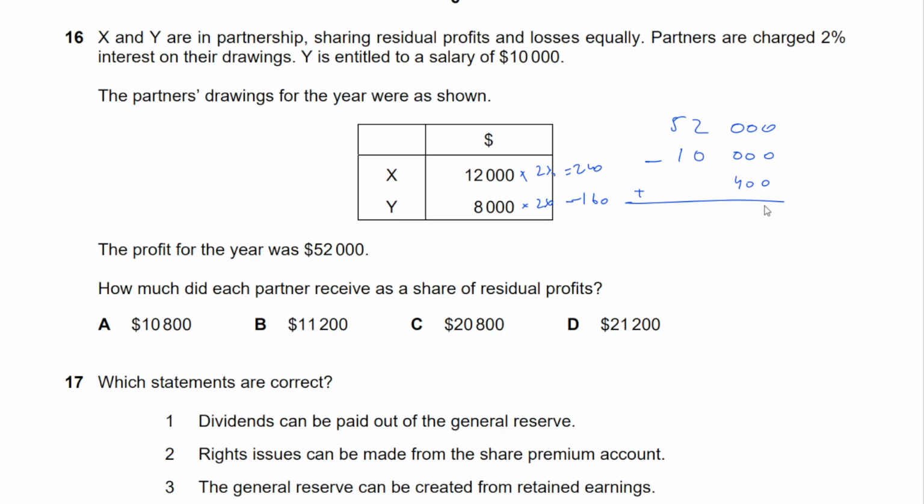52 minus 10, that's 42, plus 400, that's 42,400. Okay, that's not it. We have to equally divide it now. So this was just appropriation. Now we just divide the residual profit by 2. 21,200. Option D.